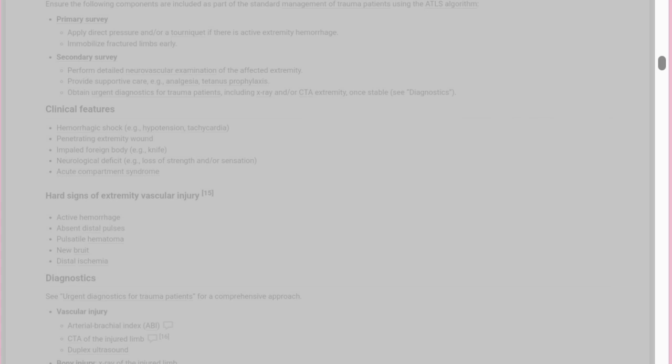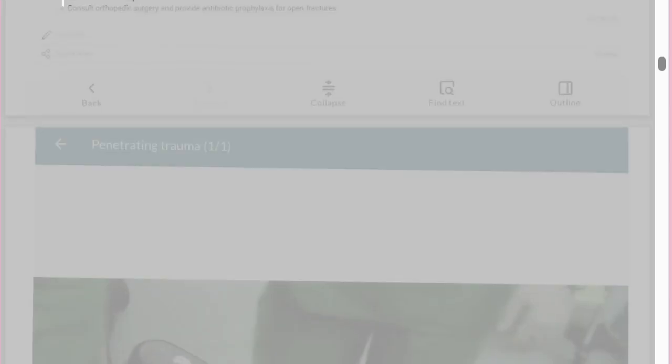Treatment. Vascular injury: hemostatic control. Consult vascular surgery for patients with hard signs of extremity vascular injury or abnormal imaging. Fracture: immobilize with a splint. Consult orthopedic surgery and provide antibiotic prophylaxis for open fractures.